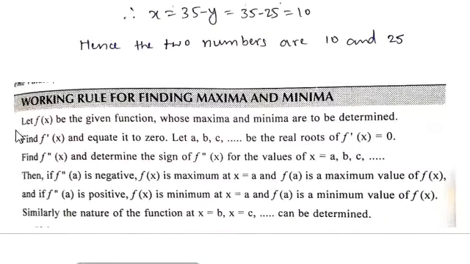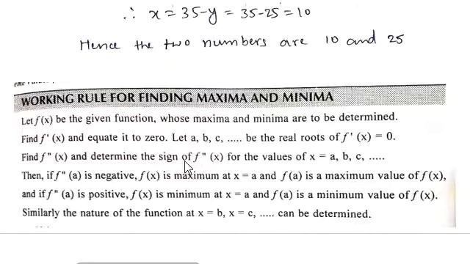So if you see those steps, let f of x be the given function whose maxima and minima are to be determined. First of all, find f dash x and equate that f dash x to 0. We know to find out maxima or minima of any function, we find the first derivative and equate it to 0. From that we'll get some roots, like 1 or 2 or 3, depending upon the function.